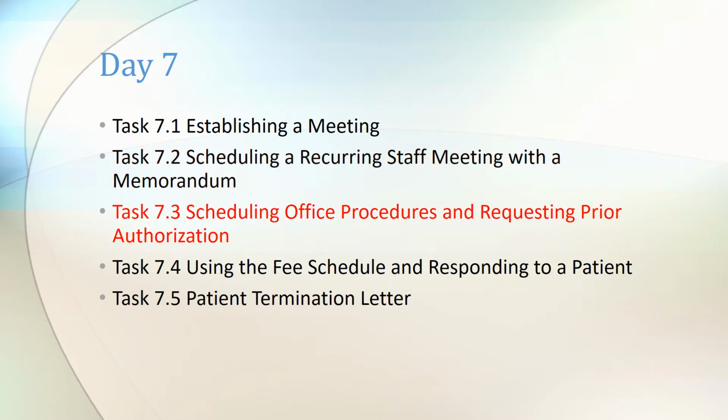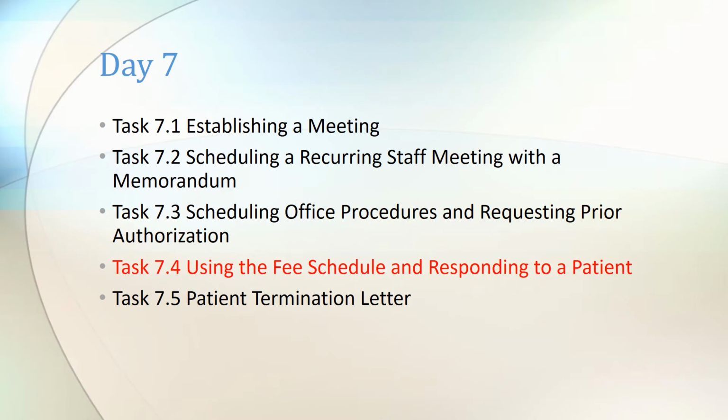In Task 3, you'll be scheduling some procedures for a couple different doctors, and then as a result, you do need prior authorization to complete those procedures. So you'll actually be completing or submitting 4 different documents for Task 3. The schedule for the 2 doctors that you're going to be updating, as well as the 2 patients that you need pre-authorization for.